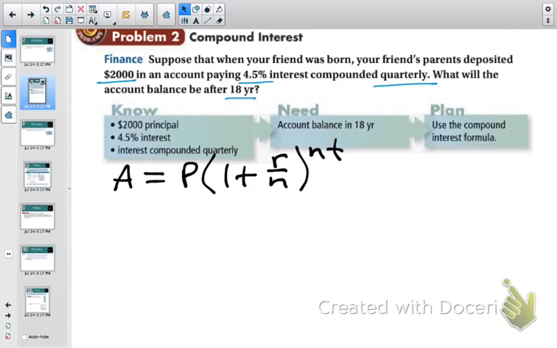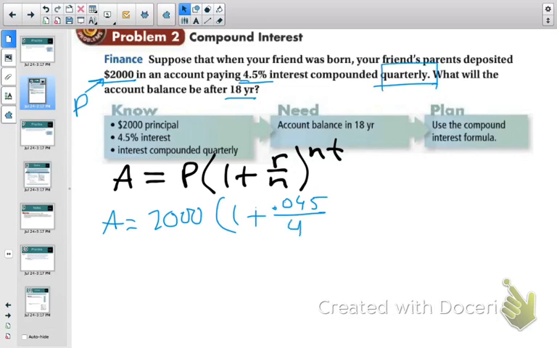And now we just need to plug in our numbers. So 2,000 is going to be our principal. That's how much you start with. So that's P. So we get A equals 2,000 times 1 plus your interest rate, 4.5%, but I have to change that to a decimal. So move it back twice. 0.045 over n. And n is going to be how many times it's compounded. So if it's quarterly, that means 4 times per year. So over 4. And then this is the same n, so I put 4 times t here. And in this case, t is going to be 18 years. So then I can just plug in 18 for t.